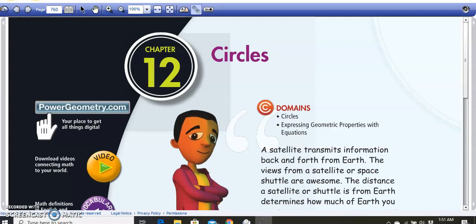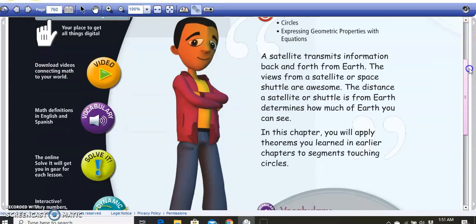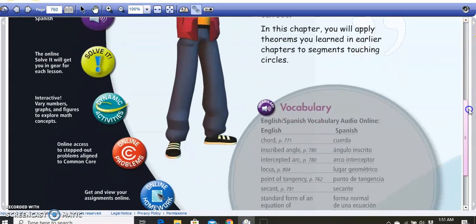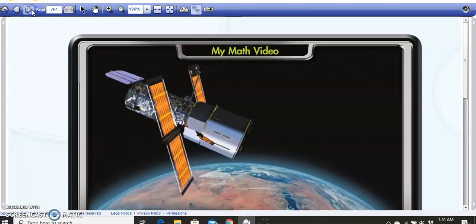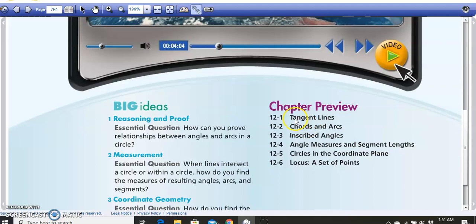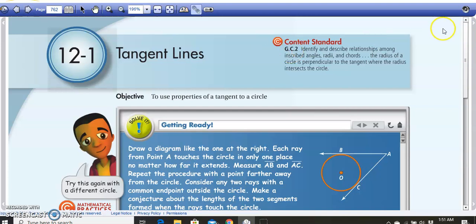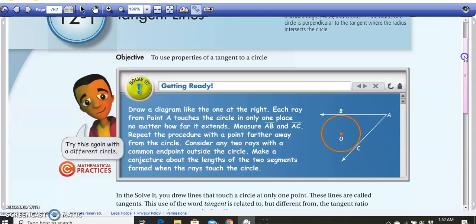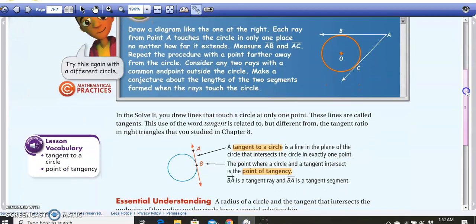Okay, let's start chapter 12. That is about circles, and a lot of the properties that we have in this chapter are related to circles. The first lesson that we will have is the tangent line. We already studied tangent in trigonometry, that is the opposite over the adjacent. But there is a property about tangent in circles that is different.